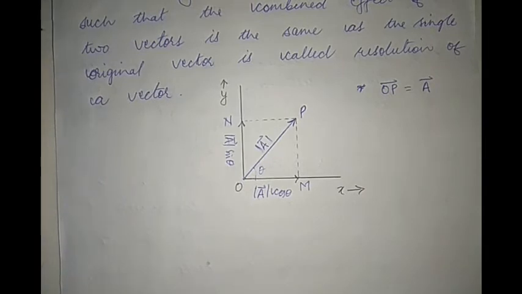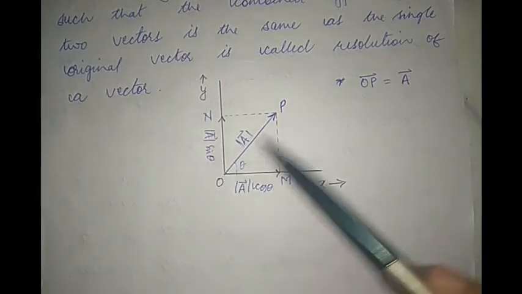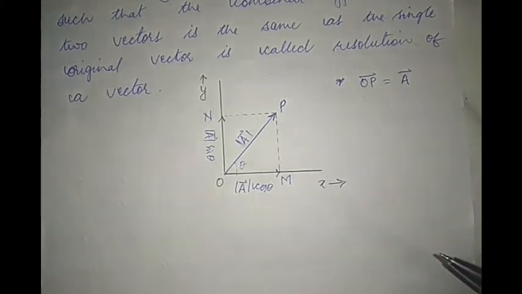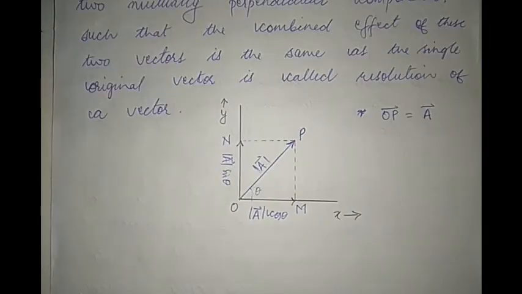In one of the videos, I have already shown you how to find the cos theta and the sin theta components of a given vector. So what we have so far done is, we have split a vector OP having magnitude A into two mutually perpendicular components, OM and ON, having respective magnitudes A cos theta and A sin theta. Now we only need to show that the combined effect of these two vectors OM and ON is the same as the single vector OP.